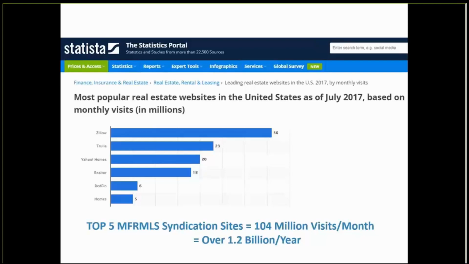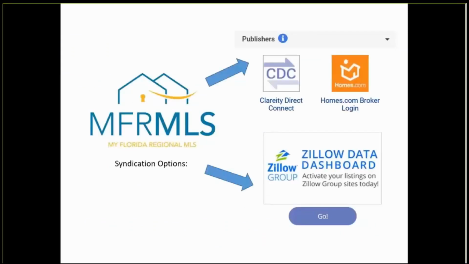And today, we're actually going to go in and show you how to get your listings over to Zillow, Trulia, Yahoo, and we'll go through that process, and I'll point you in the right direction there. So what you're looking for to get this process started is going to be right on your dashboard. So right when you log in at mfrlogin.com, if you look on the right, you're going to see a section here that is called Publishers. And you'll see a Clarity Direct Connect button, a Homes.com broker login button. You may or may not see the Zillow data dashboard right here on your dashboard for the MLS. If you don't see it, it's okay. If you click on Clarity Direct Connect, if it's not on your main dashboard, it'll be in your Clarity Direct Connect button. So you'll see that right there.